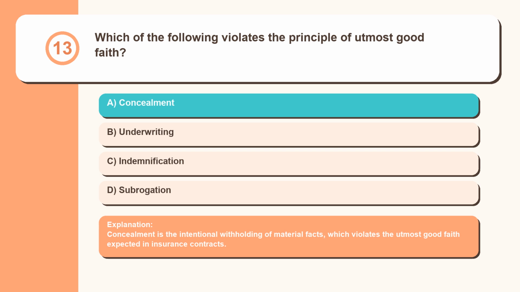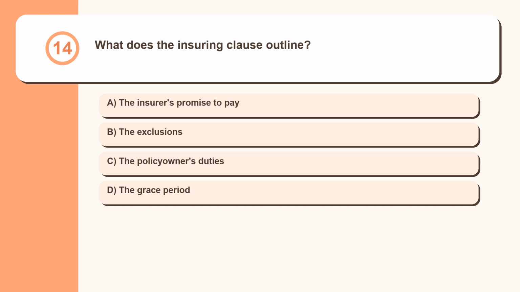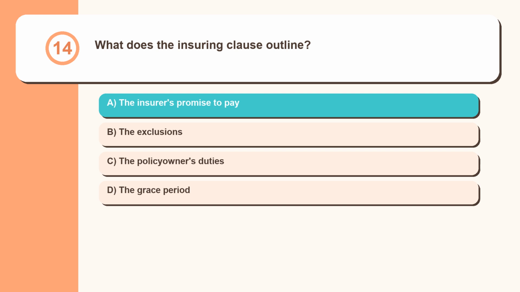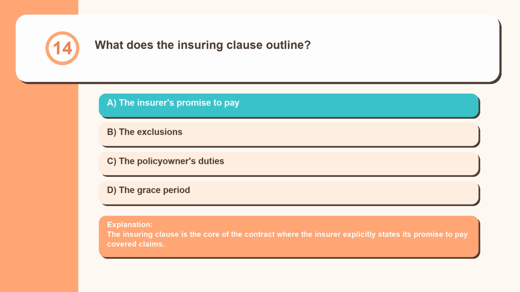Question 14. What does the insuring clause outline? The insurer's promise to pay, the exclusions, the policy owner's duties, the grace period. The insuring clause is the core of the contract where the insurer explicitly states its promise to pay covered claims.